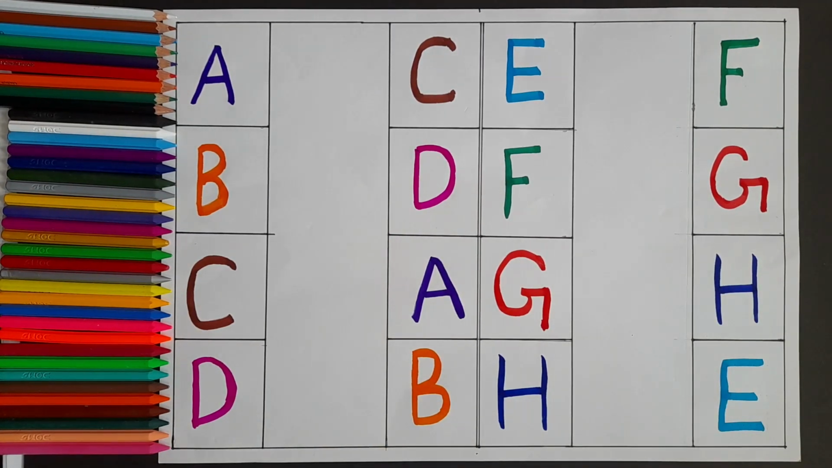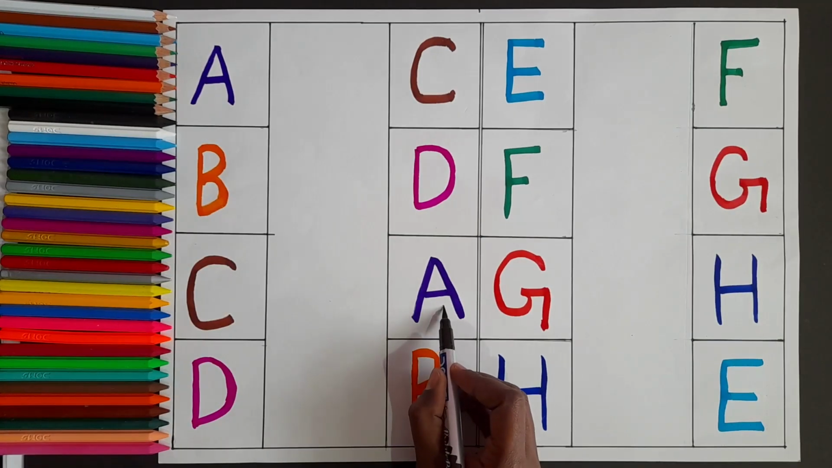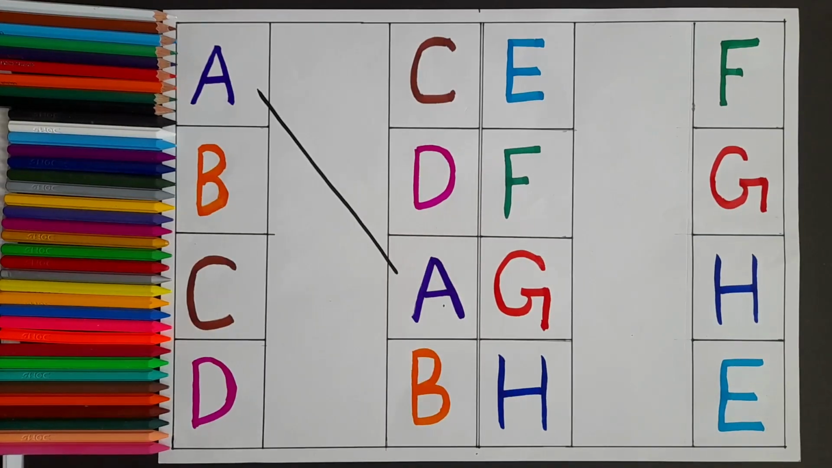Match the following. Let's find the first letter. First letter is A. Where is A? A. Join. Where is A? A. Need to join A.